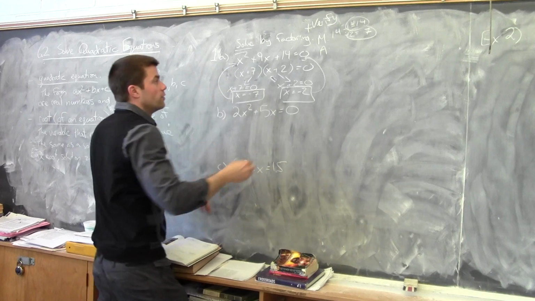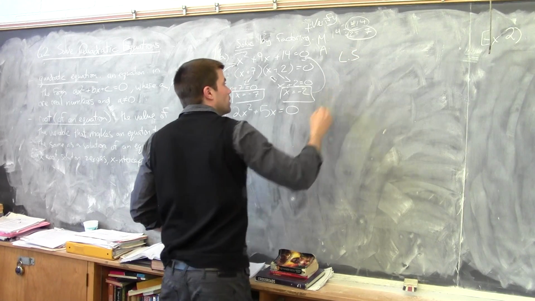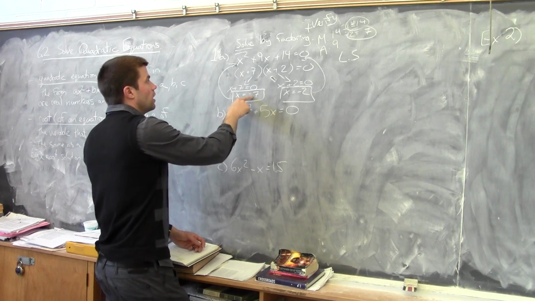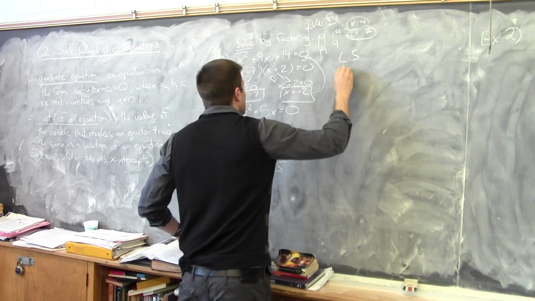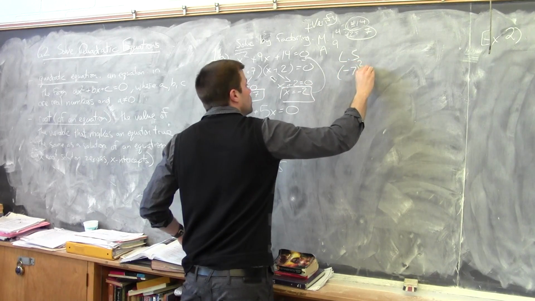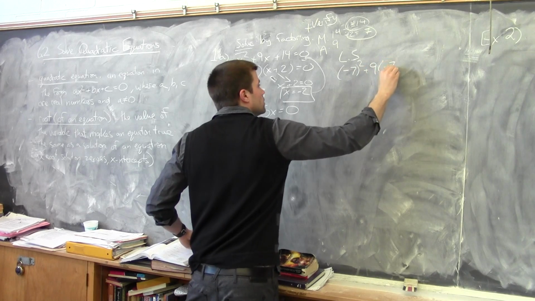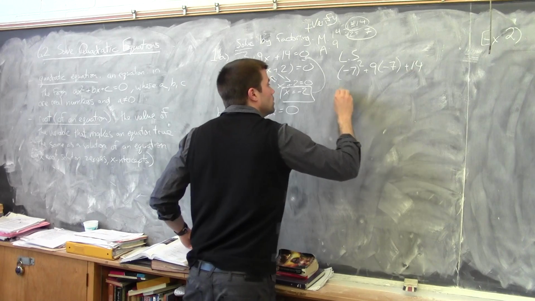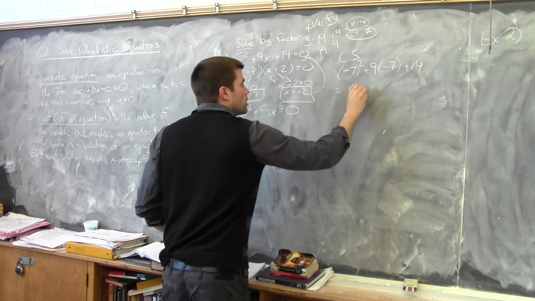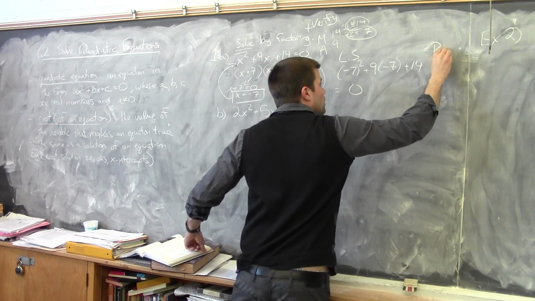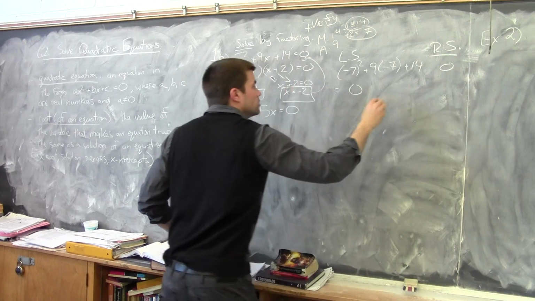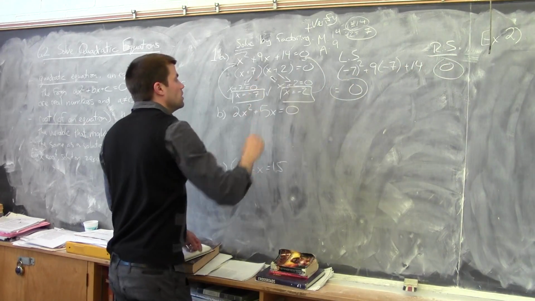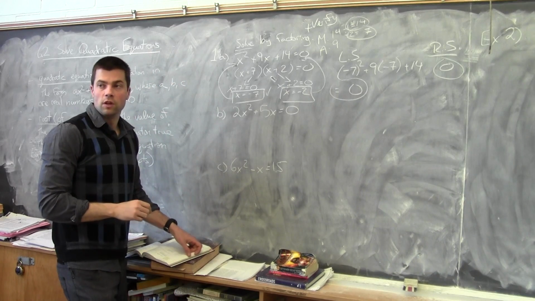So we're going to do left-hand side and right-hand side. Left-hand side is negative 7 squared plus 9 times negative 7 plus 14. If we work this out, we'll get 0. Our right side is also 0. So because these two are the same, negative 7 is a root of this equation.